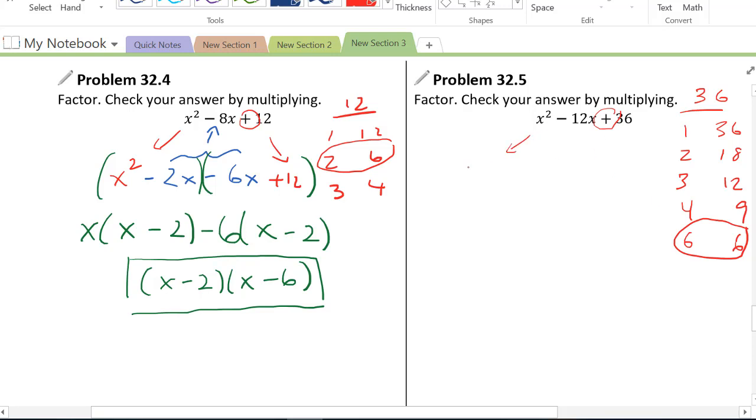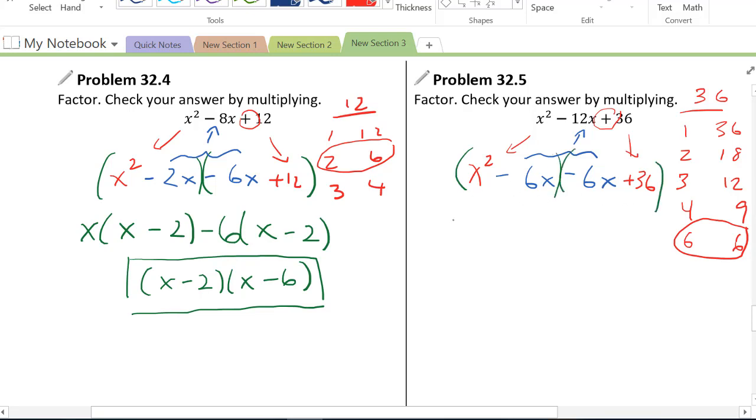So here is x squared, right? How do I make a negative 12? It must be negative 6x and then minus 6x, right? And again, negative 6x minus 6x is a negative 12. Now I bring down my plus 36. I group factor now.